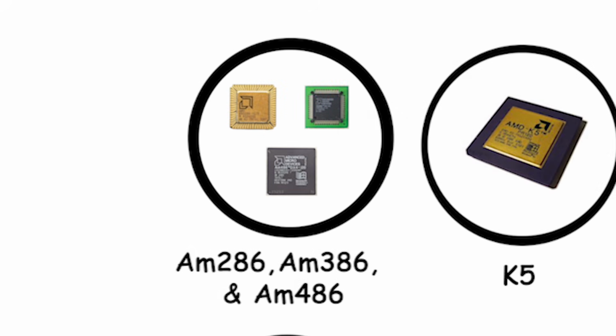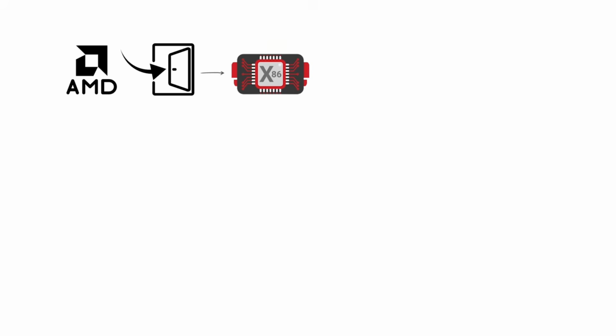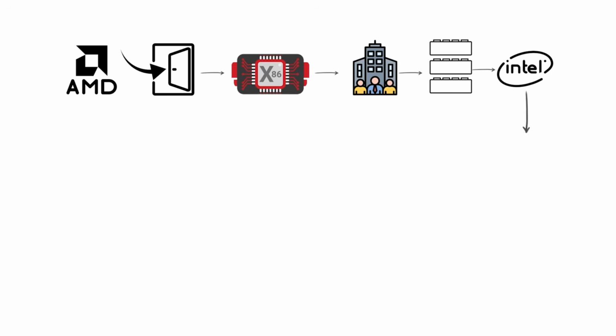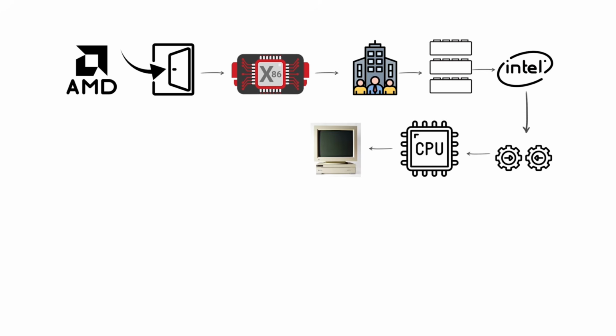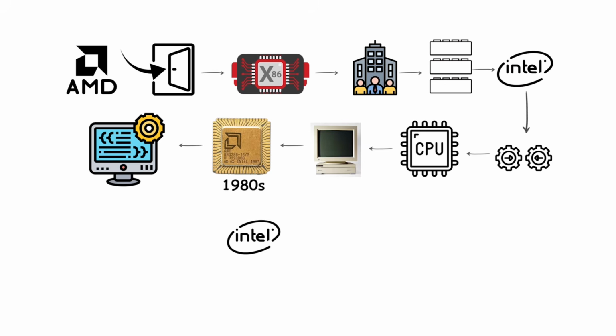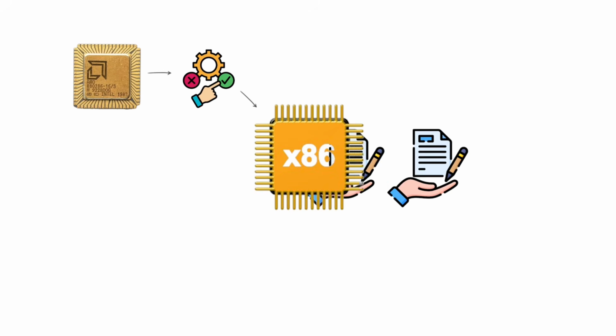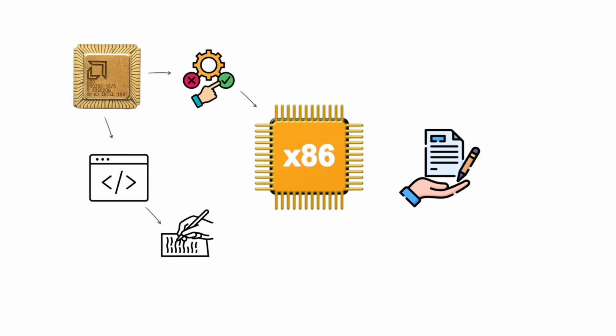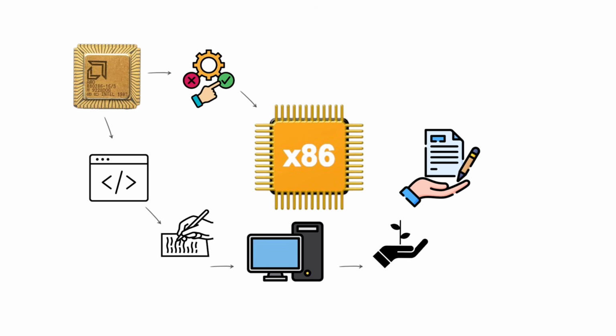AM286, AM386, and AM486. AMD entered the x86 market by building Intel-compatible central processing units for personal computers. The AM286 arrived in the mid-1980s as a software-compatible version of the Intel 80286. It executed the same x86 instruction set, so programs written for the personal computer ecosystem ran without changes.